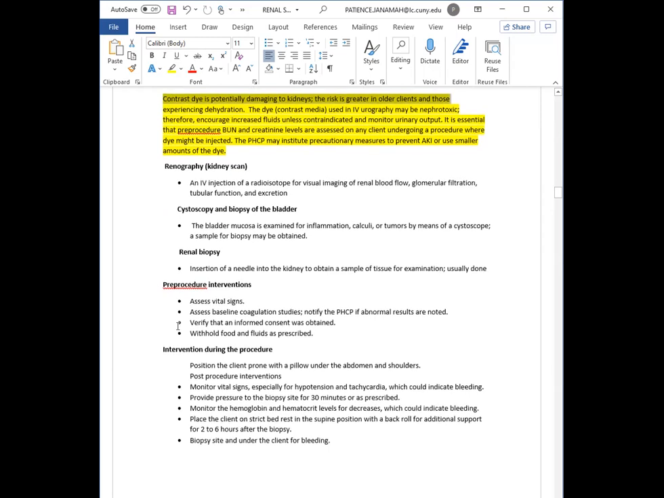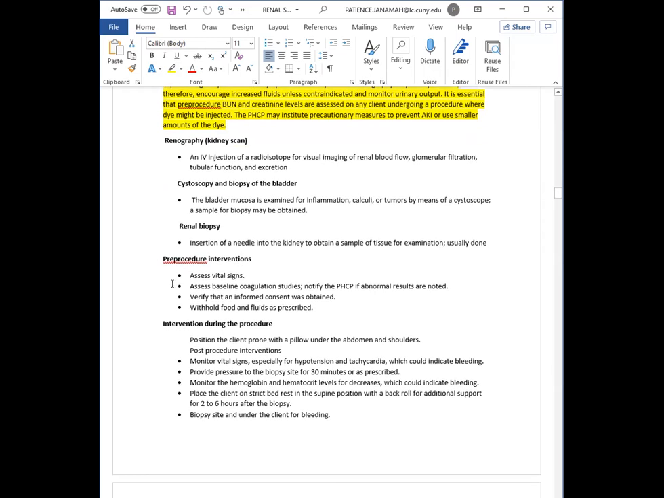That's what that is. So pre-procedure, for every procedure, you always want to know the vital signs. So you always want to have the patient's baseline of urinary studies. So for all these procedures, you want to know the intervention. The intervention is to make sure you have the vital signs, you have the patient's urine function baseline, you have the initial labs. That's all it means here. So you withhold food and fluid as prescribed.